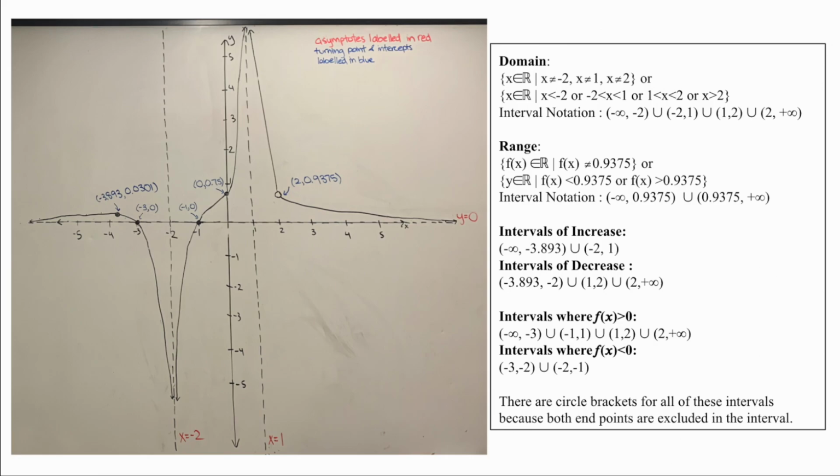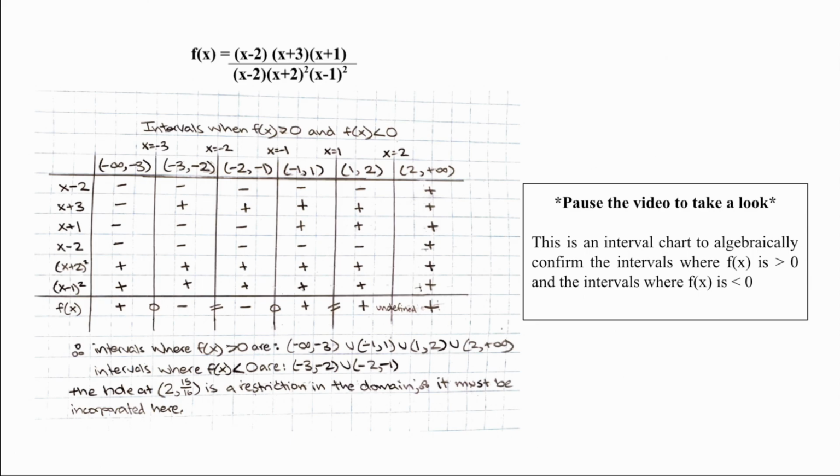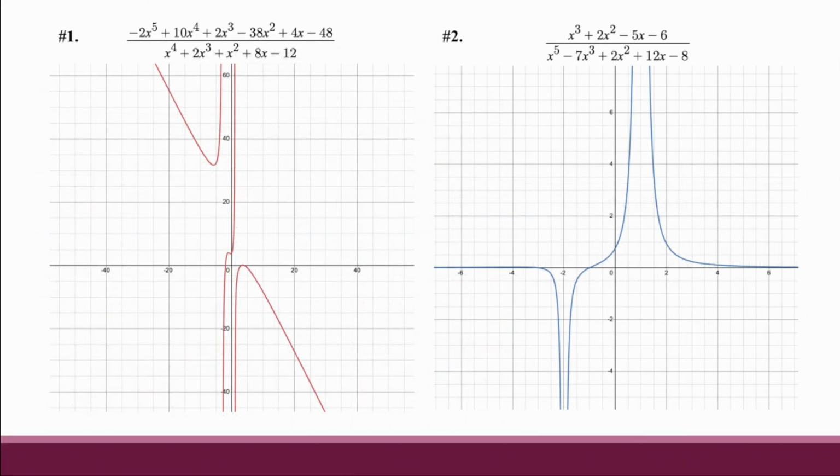For the intervals where f of x is greater than 0, we can see that from negative infinity to negative 3, then from negative 1 to the asymptote at x equals 1, then from 1 to the hole at x equals 2, then from 2 to positive infinity, the function is above the x-axis. For the intervals where f of x is less than 0, we can see that from negative 3 to negative 2, then negative 2 to negative 1, the function is below the x-axis. These are the final two rational functions that we graphed.